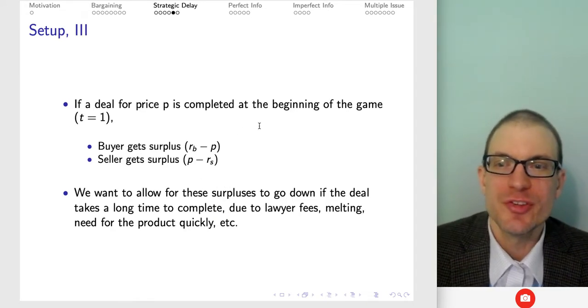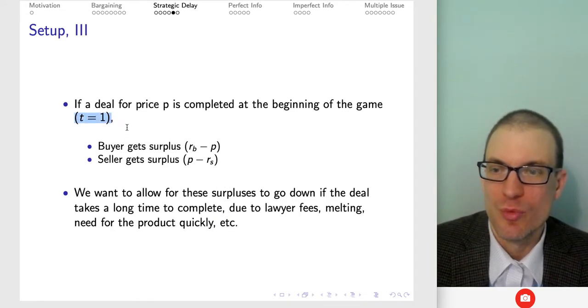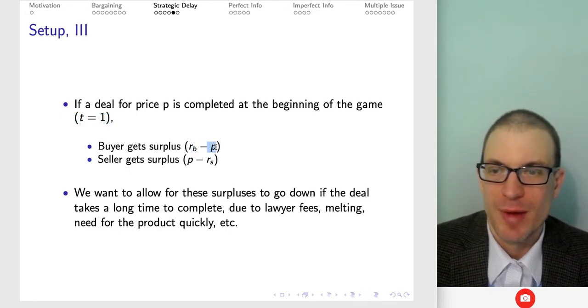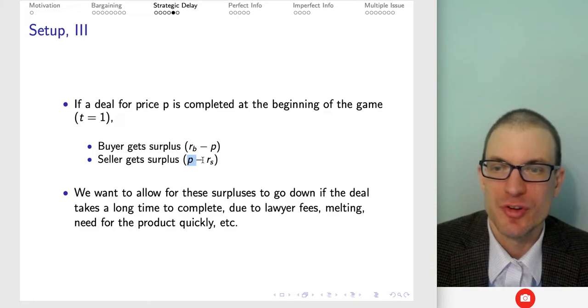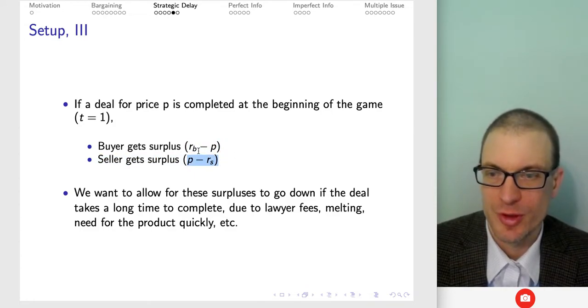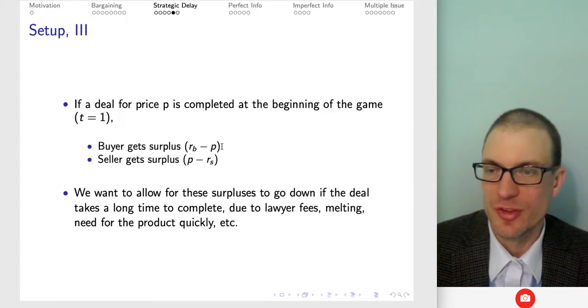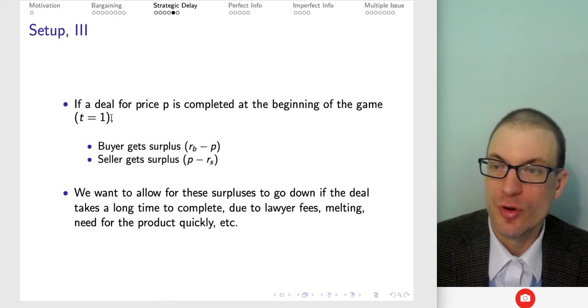Now, if the deal is completed at the beginning of the game, in period 1, the buyer ends up getting their valuation minus the price, and the seller ends up getting the price minus their cost. This is just like consumer surplus and producer surplus: willingness to pay minus price is consumer surplus, price minus cost is producer surplus. That's essentially what this is doing. Buyer surplus, seller surplus.